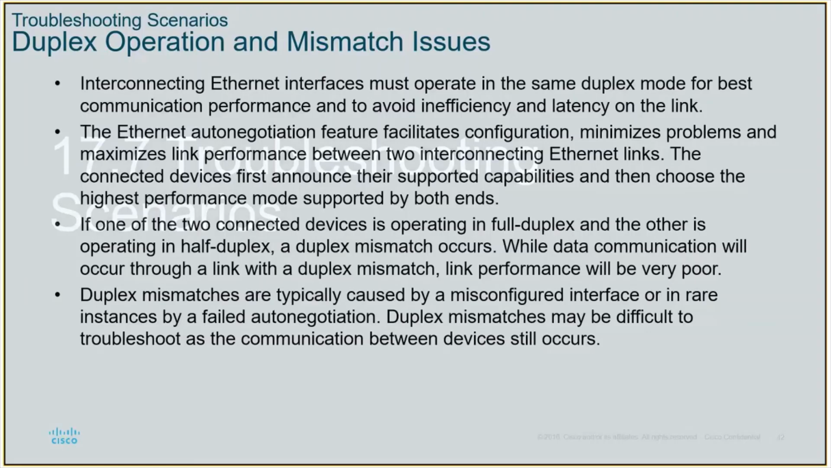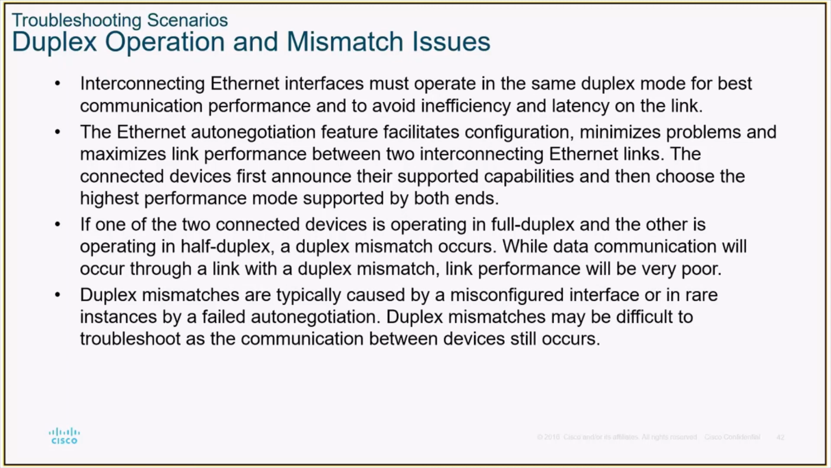Okay, scenarios. So interconnecting network interfaces must operate in the same duplex mode for best communication performance and to avoid inefficiency and latency on the link. And so duplex mismatches can certainly cause a problem.